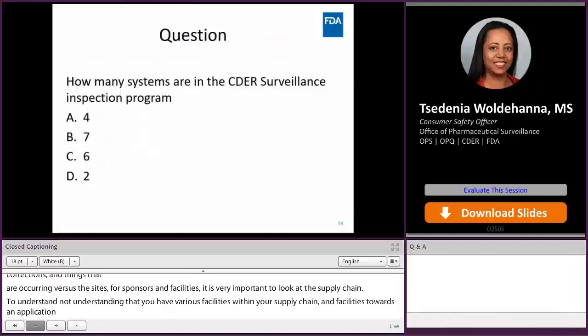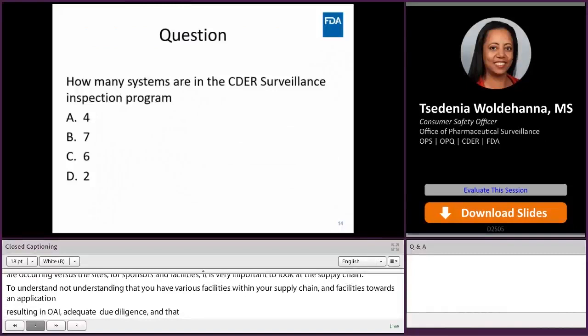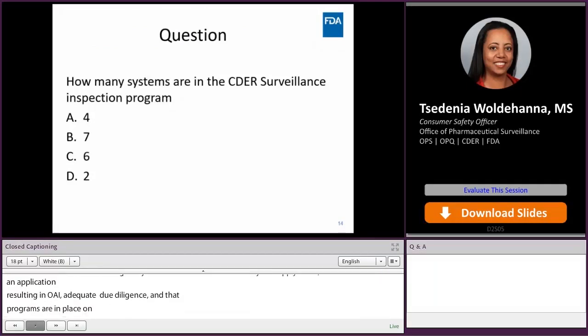Okay, on to the question: how many systems are in the CDER surveillance inspection program? A is 4, B is 7, C is 6, D is 2. And the answer is C, 6.